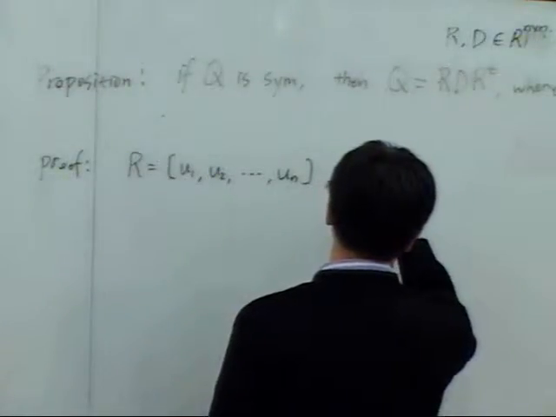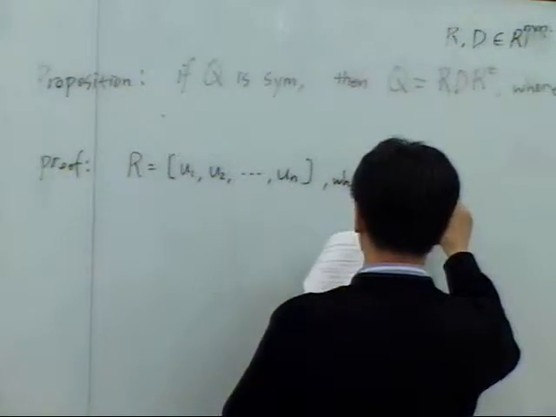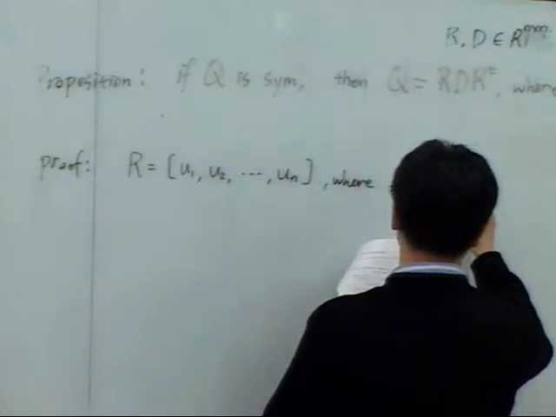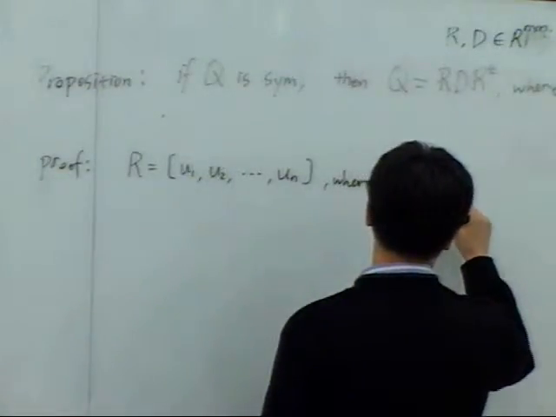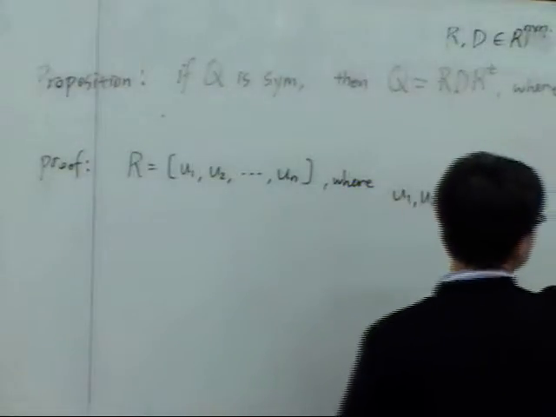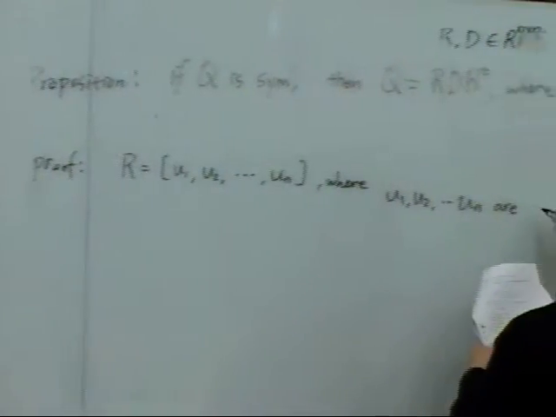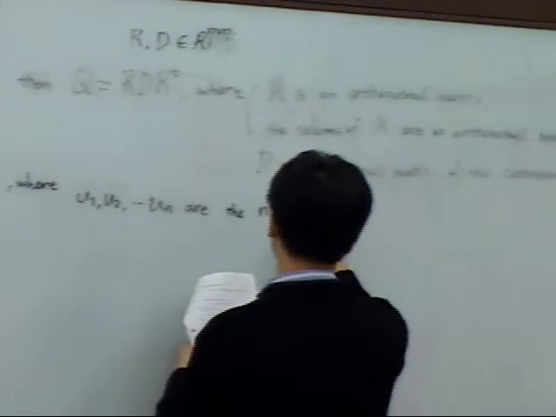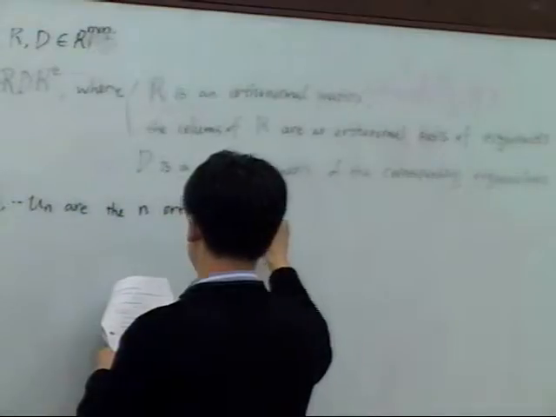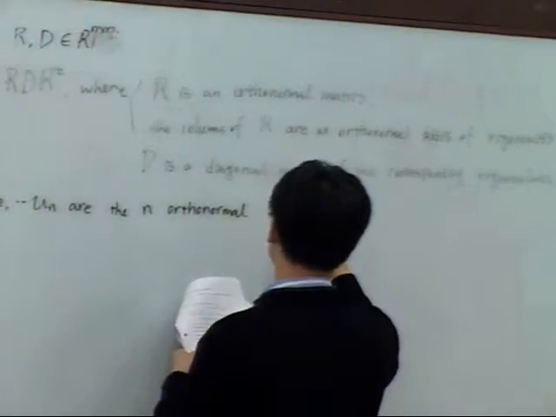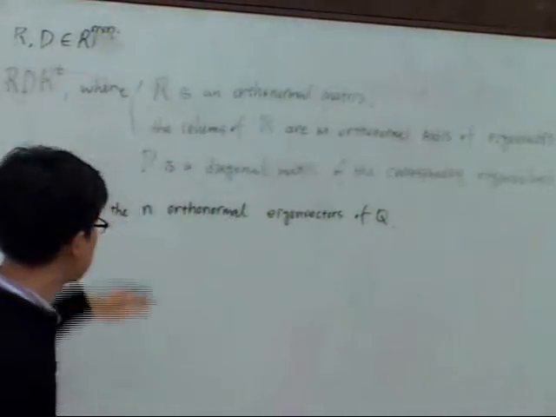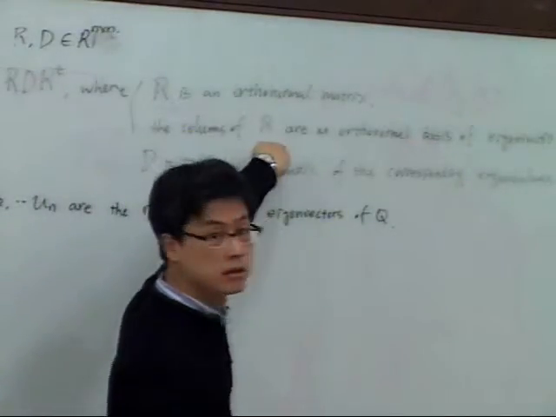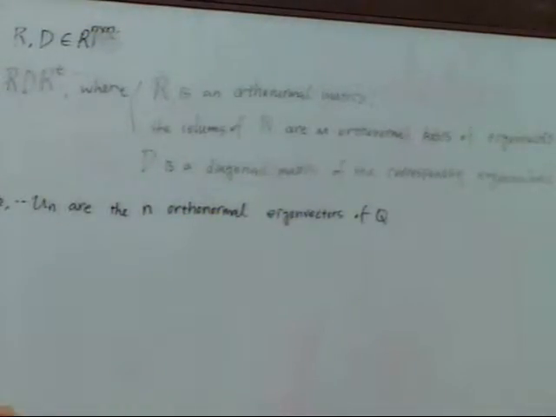Where U1, U2, Un are the n orthonormal eigenvectors of Q. This is exactly the same statement as this: orthonormal basis of eigenvectors. Right?